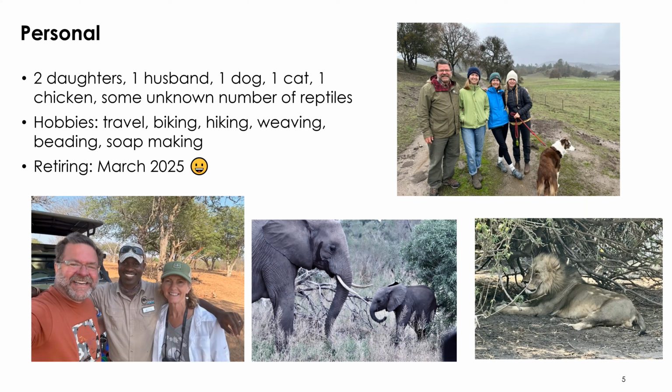Hobbies, I like to do all kinds of stuff. Travel, we travel a lot. Biking, hiking, I like to weave. I'm a weaver. I like to bead. I like to make my own soap. And I'm going to retire in March 2025. So a year and some change, because I got a whole lot of other stuff I want to be doing.